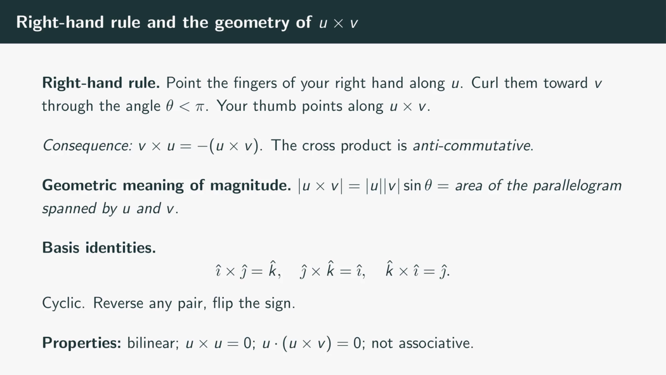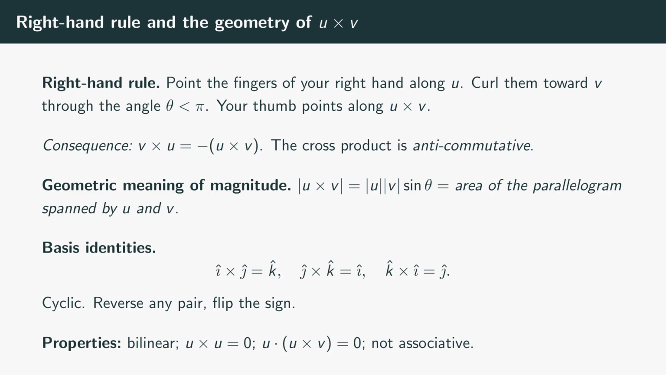Which of the two perpendicular directions does u cross v point? The right-hand rule picks the choice. Take your right hand, point your fingers along u, curl them toward v through the angle less than pi. Your thumb now points along u cross v, the same right-handedness that orients our 3D coordinate system. One immediate consequence: swap the order to v cross u and your fingers curl the other way, so the thumb flips. The cross product is anti-commutative, v cross u equals negative u cross v. Order matters.